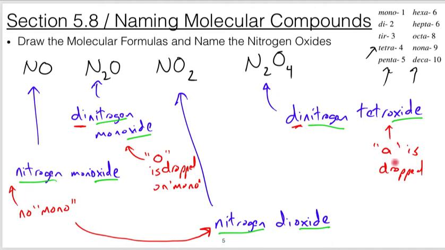Now, that A being dropped, notice that would apply to all of these. So if you had something, there's a P2O5 compound or P4O10, I can't remember. Doesn't matter. I can still name it.